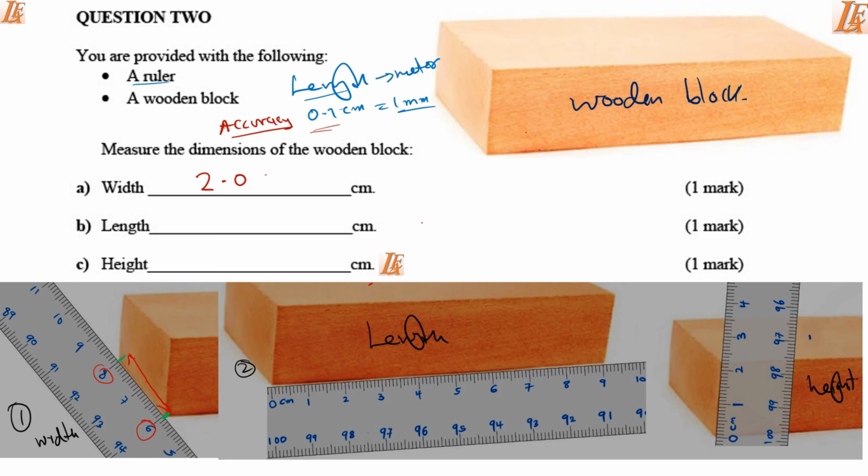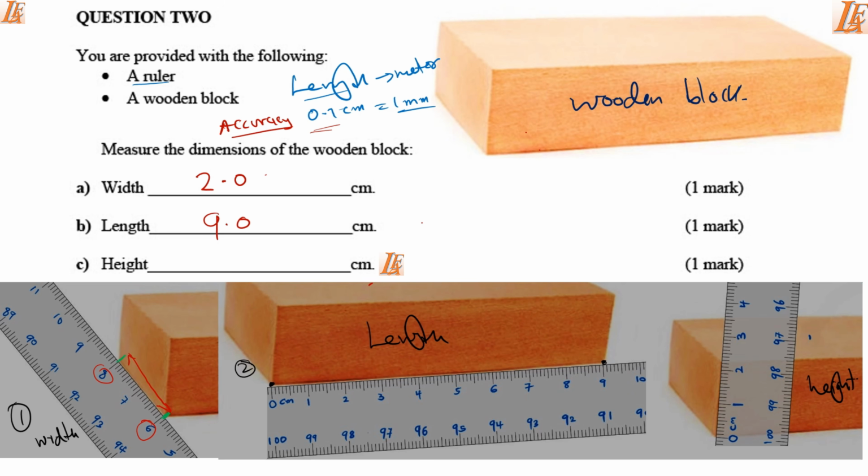Then let's measure the length. The length here starts from 0 at this point and ends at 9. Therefore, in this case, the length of this wooden block is 9.0 centimeter. If you don't include the 0.0, which is the accuracy of the instrument, you will score 0. Reading is easy, but recording is what is important. Remember, recording of data is one of the scientific methods of learning.